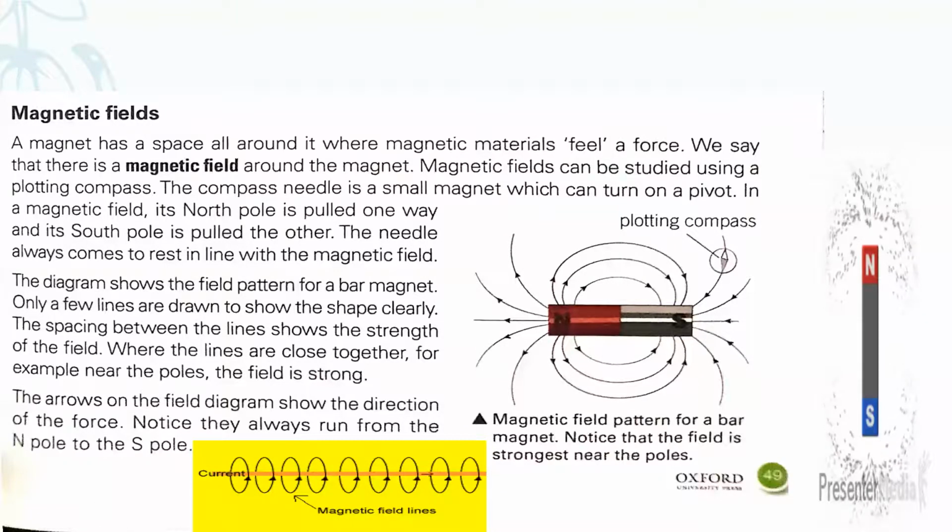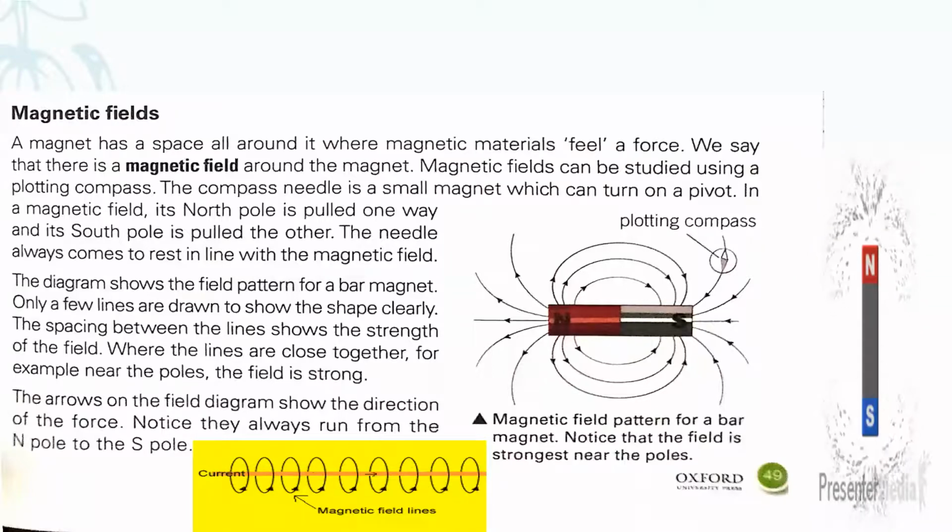The diagram shows the field pattern of the bar magnet. You can see here this is the diagram, and these are the magnetic field lines. Only a few lines are drawn to show the shape clearly. There are millions and billions of lines, but only a few are drawn here to show you how the magnetic field lines go. They come out from the north pole and enter the south pole.